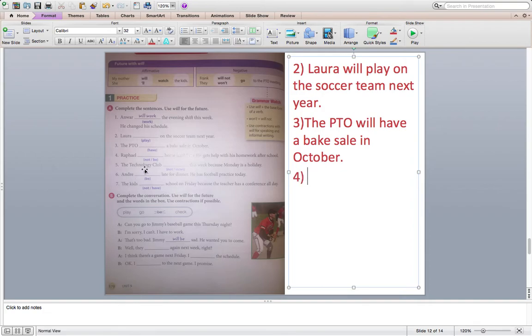It says, Raphael, you have to use the word not, and for the verb be, home until 5:30. He gets help with his homework after school. So the correct way to write that is, Raphael will not be home until 5:30. So that's the negative, will not.